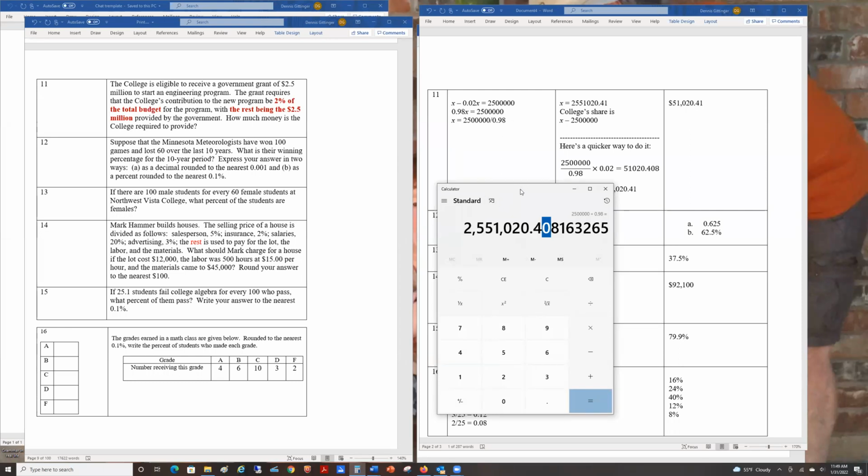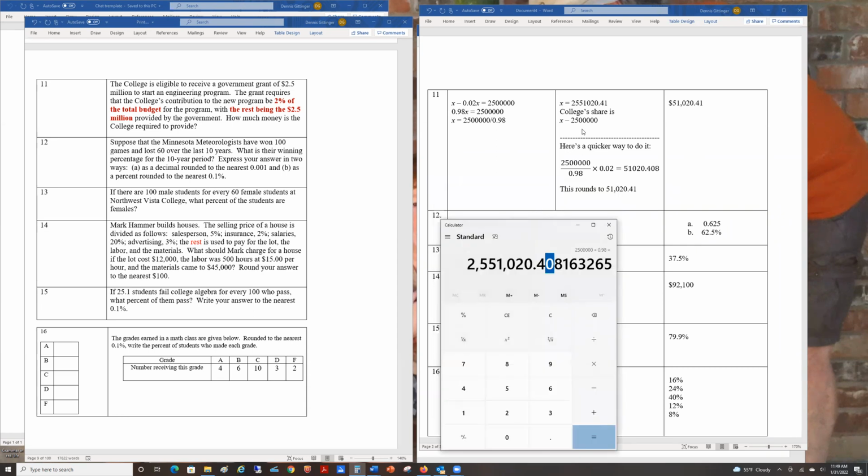And you can get the college's share either by subtracting 2,500,000 from this, or by multiplying this by 0.02. Either way works. To get $51,020.41 because it's money. If I said round it to the nearest dollar, it would just be $51,020. But to the nearest penny, it's got to have the 41 cents there.